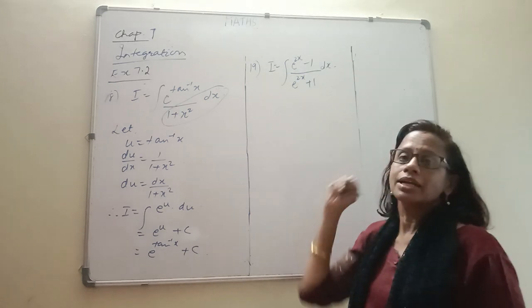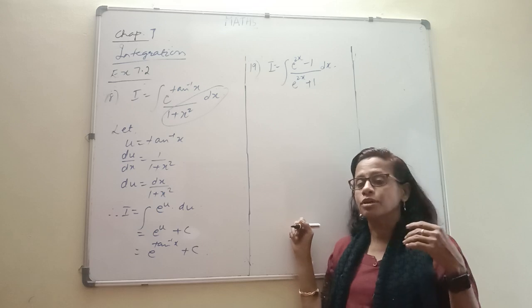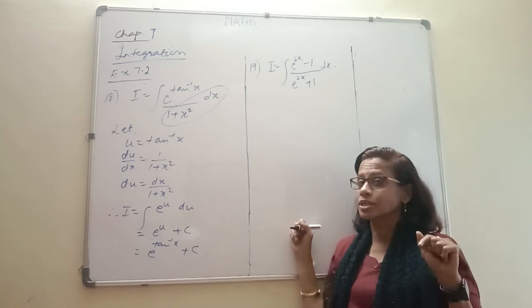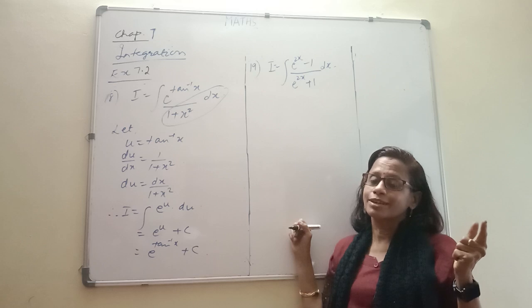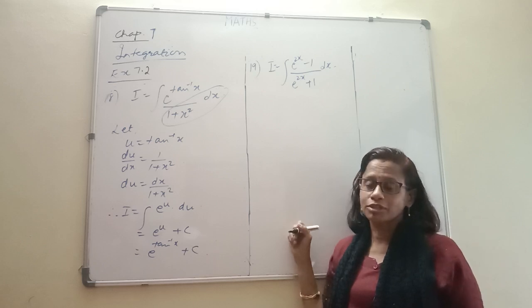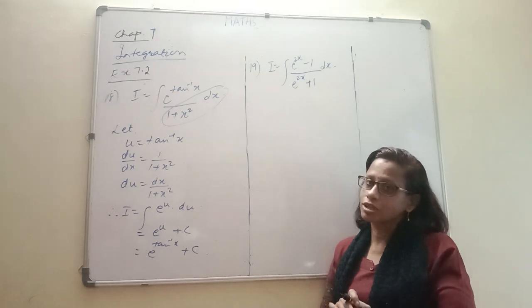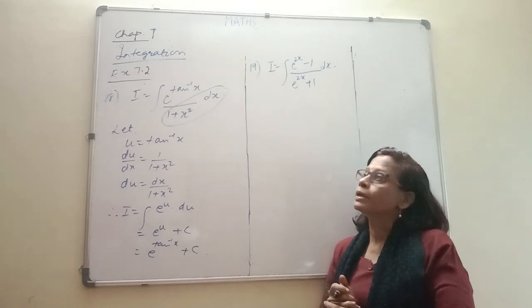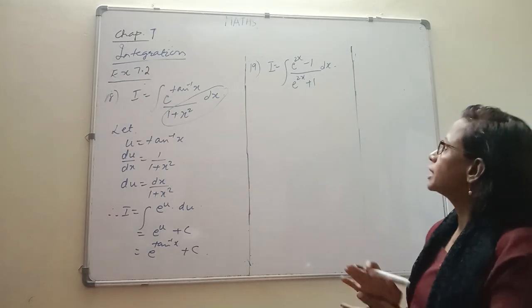Sometimes when we are given these kinds of quotients, numerator and denominator, sometimes the derivative of the denominator is the numerator. So that time you can just make a substitution of the denominator and you're able to sort out the issue. But here that's not the case. The numerator is not at all the derivative of the denominator. So that's not going to work. Let us see what else can work.